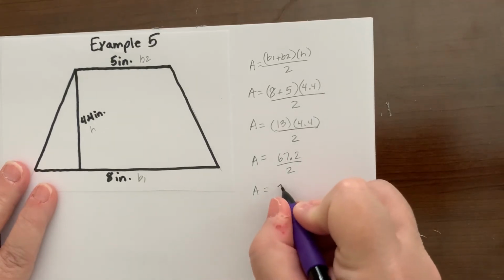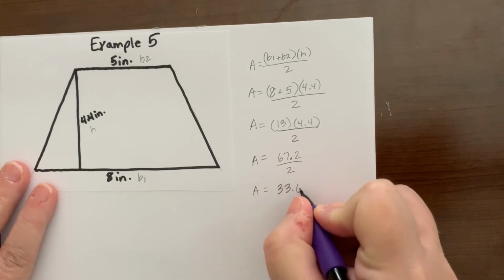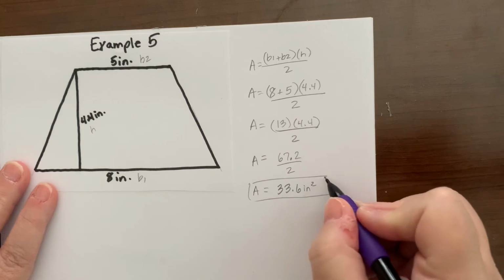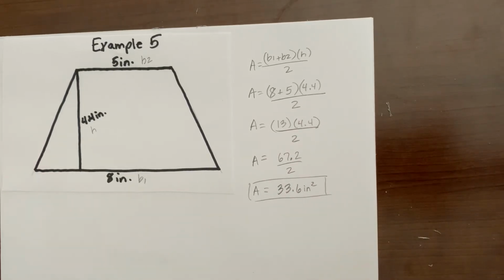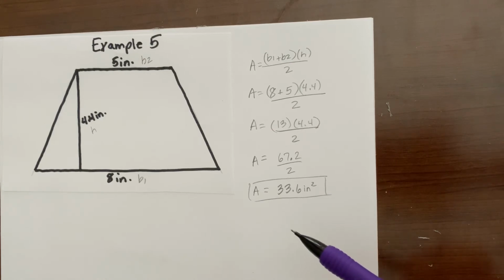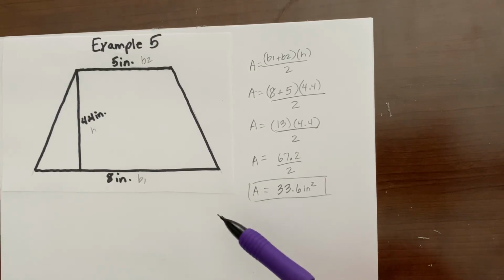So I end up with 33.6 inches squared when I do that division. 33.6 inches squared. It's okay if you end up with a decimal on these. These can have fractional sides. They can have decimal sides.